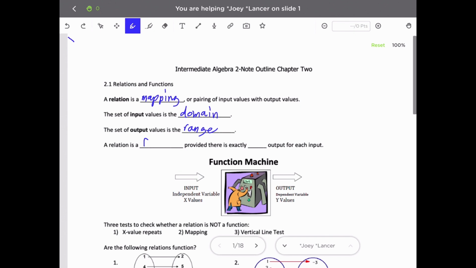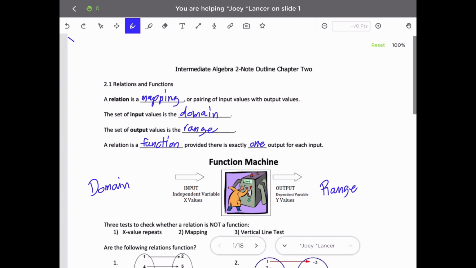A relation is a function provided, that means when there is exactly one output for each input. It means you can only have one and only one output if you want to say this is a function. The domain is the input, and the range is the output.